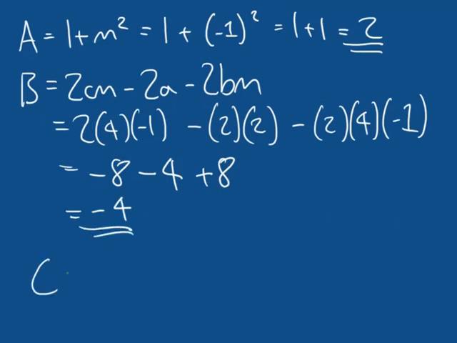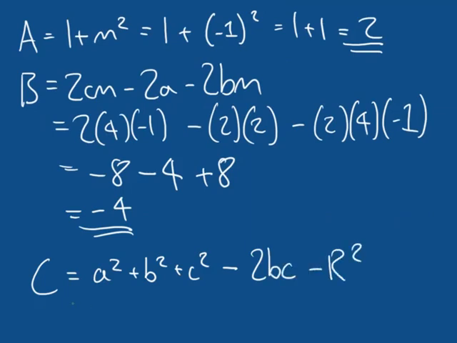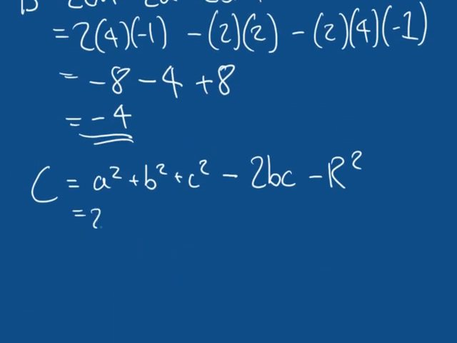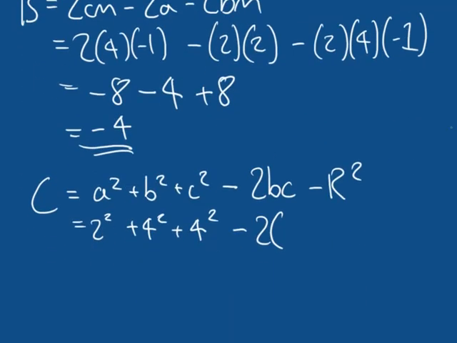Finally, C is going to be equal to a squared plus b squared plus c squared minus 2bc minus r squared. So that's equal to a is 2, b is 4, so 2 squared plus 4 squared plus c was 4, plus 4 squared, minus 2 times b is 4, c is 4, so 2 times 4 times 4, minus our radius was 2, so minus 2 squared.